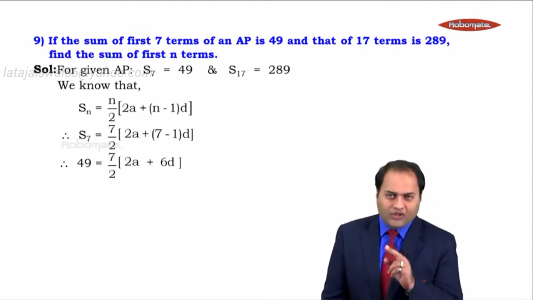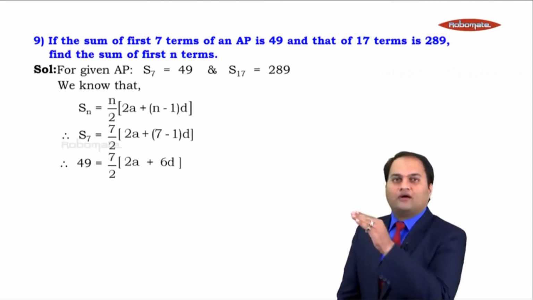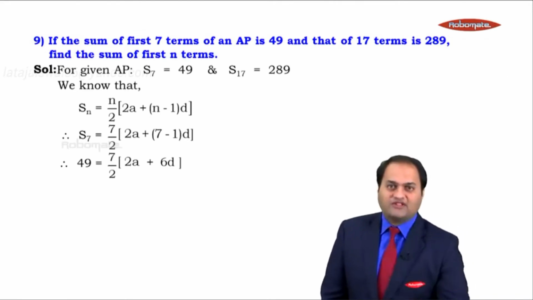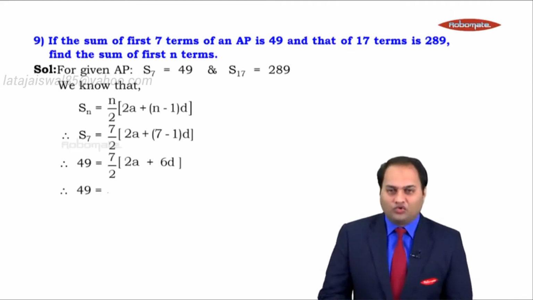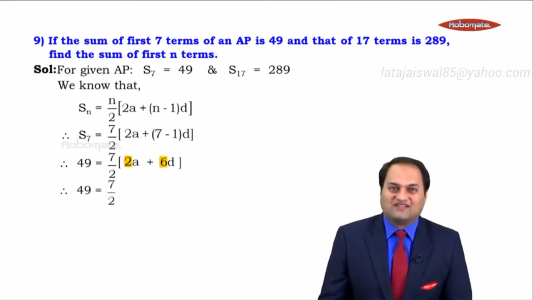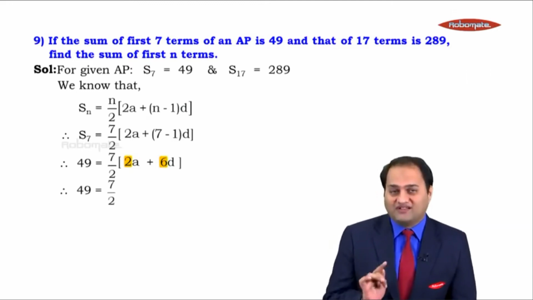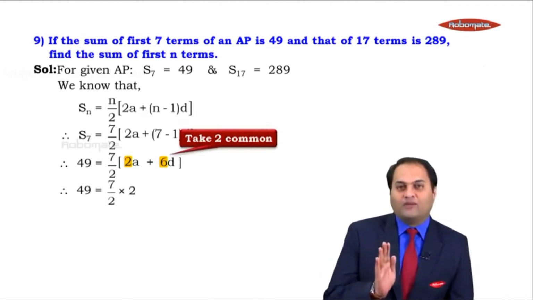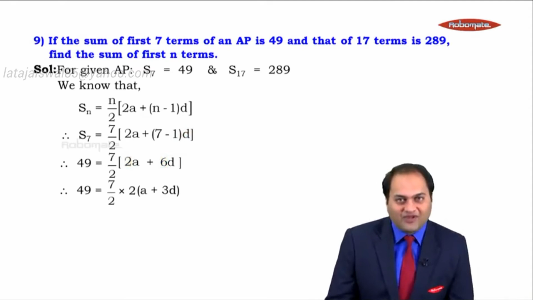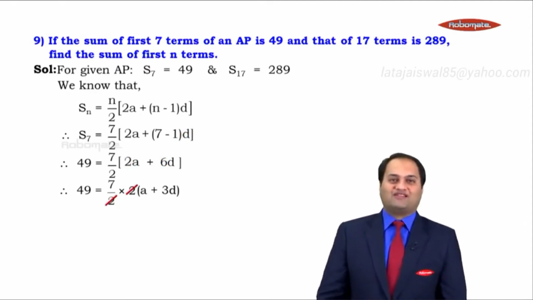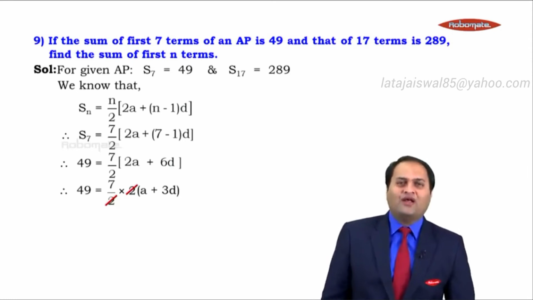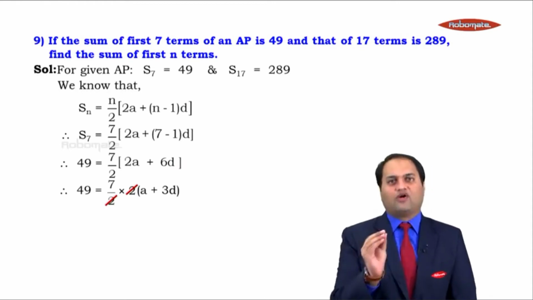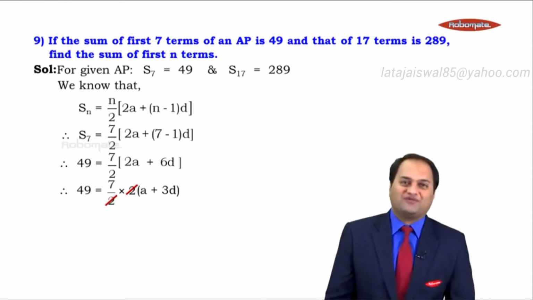There are two options now. Either take that 2 in the denominator to the other side and multiply it by 49. That's one option. A better option is to look inside the bracket. In the bracket, the two coefficients are 2 and 6. Can we take 2 common out of that? When we take 2 common, what remains inside the bracket is a plus 3d, right? And the best part is 2 and 2 will get cancelled and we get rid of the denominator. So always, in such sums on Sn, check if anything is common in the bracket. Take that common out, it gets cancelled, and your calculation becomes easy.